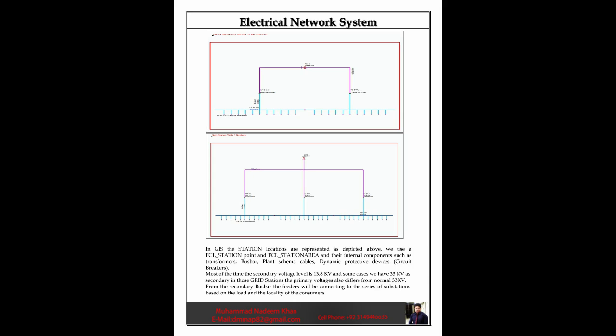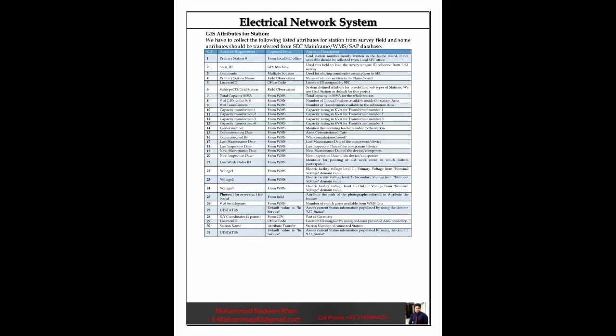Breakers. Most of the time the secondary voltage level is 13.8 kV, in some cases we have 33 kV as secondary. In those grid stations the primary voltages also differ from the normal 33 kV. From the secondary busbar the feeders will be connecting to the series of substations based on the load and the locality of the consumers. GIS attributes for station.